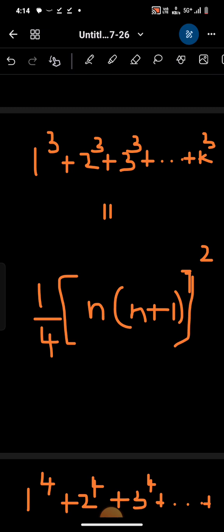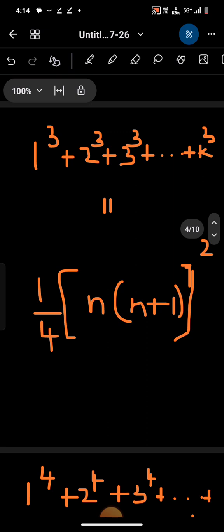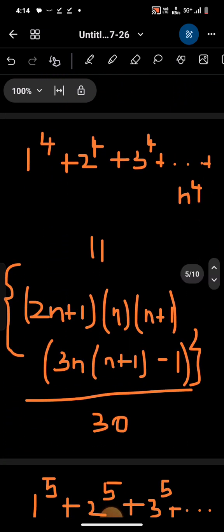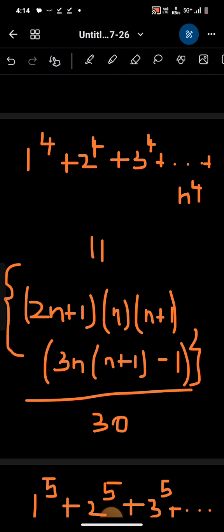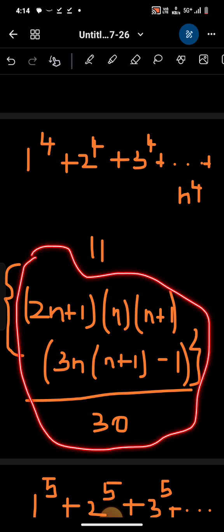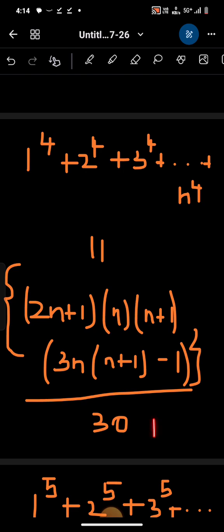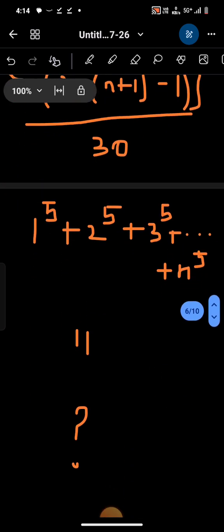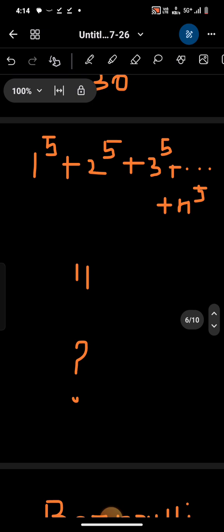Let's go one step further. What is the sum of fourth powers of n natural numbers? Even curious followers among you will answer for this question. The answer will be some complicated expression that looks something like this. So if we go one step further, what is the sum of fifth powers of n natural numbers?